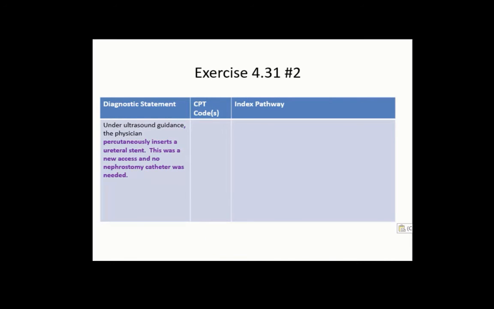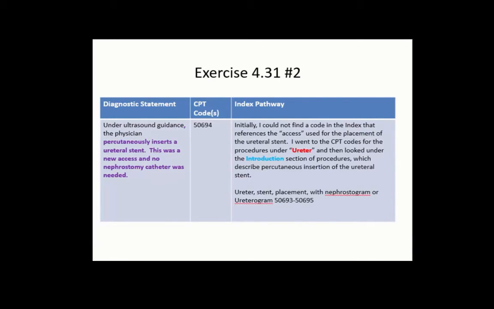Exercise 4.31, number 2. Under ultrasound guidance, the physician percutaneously inserts a ureteral stent. This was a new access and no nephrostomy catheter was needed. Now I know that there are codes within the code book that talk about a new access or using an existing access, but I couldn't remember for the life of me where they were. So I kind of walk you through what I did. Initially, I couldn't find a code in the index that referenced this access at all, be it new access or pre-existing. So I went to the CPT codes for the procedures under the ureter and then looked under the introduction, because remember the introduction section is kind of a catch-all of many procedures, and I found in that section the percutaneous insertion of the ureteral stent.